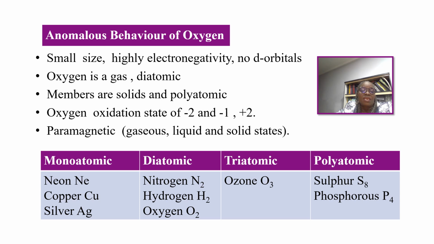A polyatomic element is a chemical element that naturally exists as a molecule containing more than 3 atoms of the same element. Oxygen, being highly electronegative, shows only negative oxidation states of -2 and -1, except in OF2, oxygen difluoride, where it is +2, because fluorine is more electronegative than it. Oxygen shows paramagnetic properties in gaseous, liquid, and solid states.